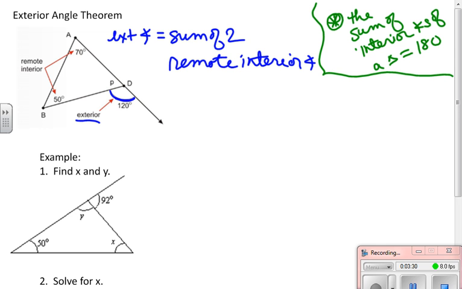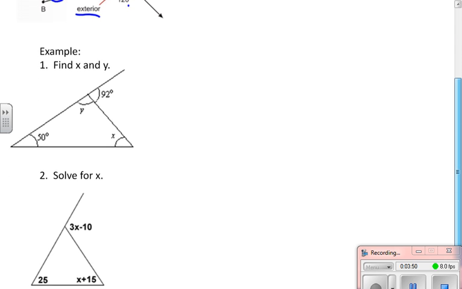So this outside angle here is equal to this one plus this one. We don't include that one. Now we could find that one with a linear pair, but that's a different problem. So you add the two far away angles, and that equals that outside angle there. So let's look at this in practice.